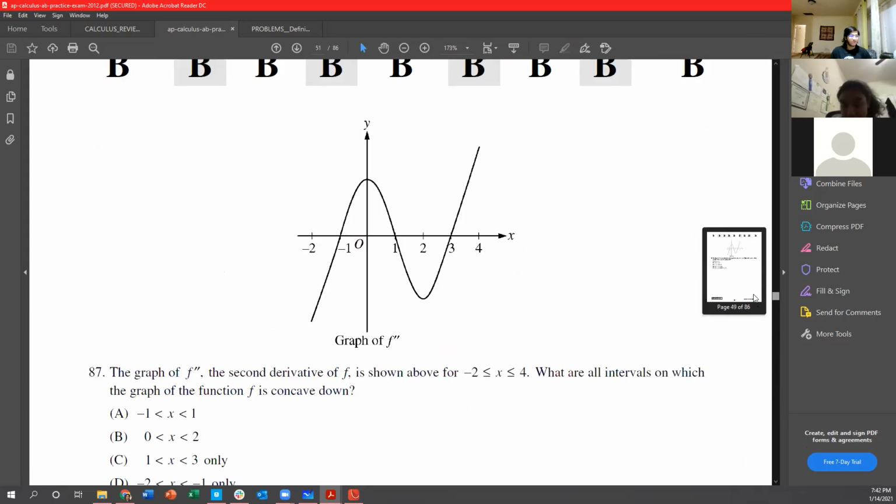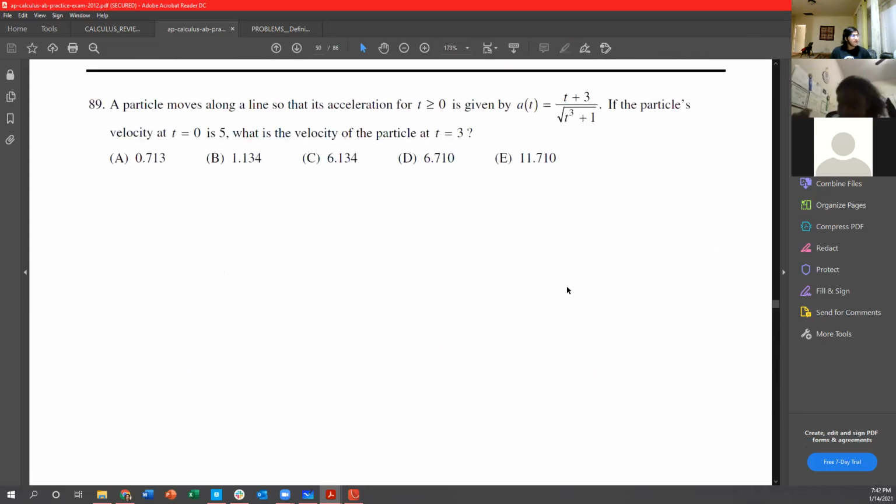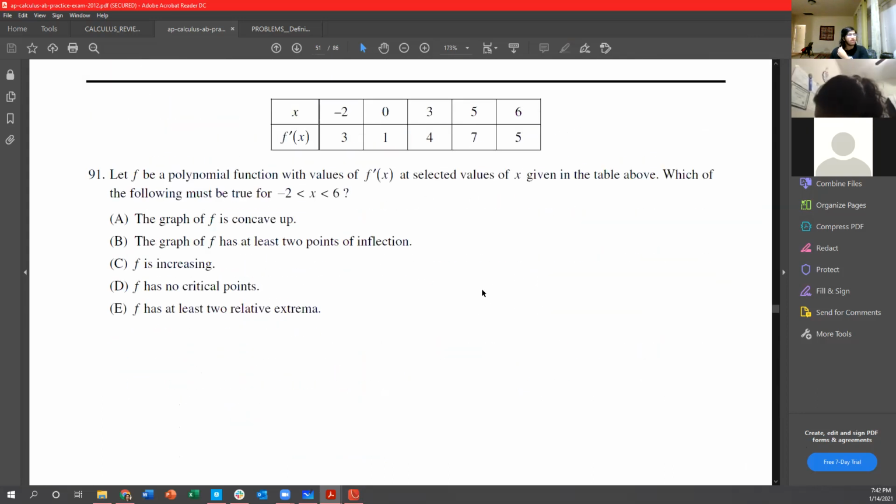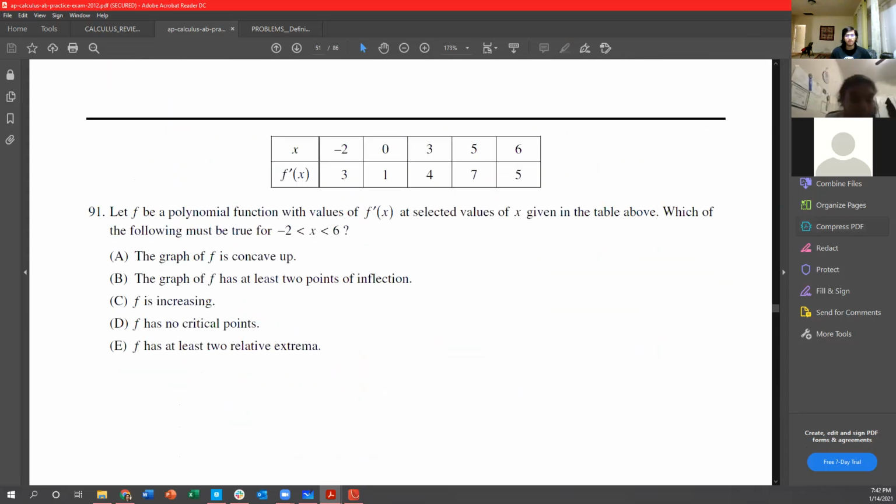All right, so we're working backwards now, right? So we did 92. Let's do 91 now. What letter did you get for 92? A. Yeah. Let f be a polynomial function with values of f prime of x at selected values. Which of the following must be true for -2 to 6?